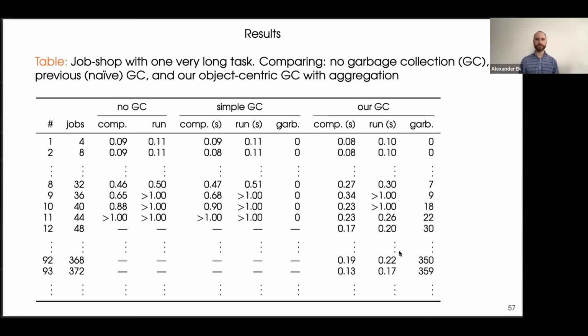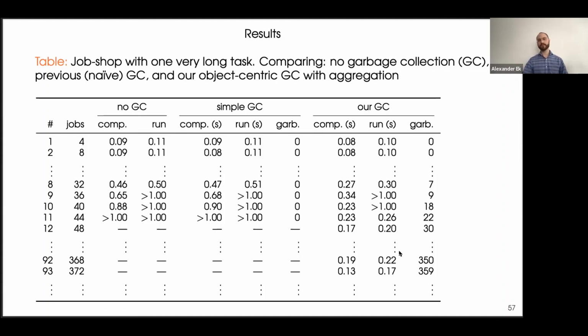So let me explain what's happening here. Let's say we're doing job shop again, but we have one extremely long task. If we have no garbage collection, as we saw before, it will clog up the system. We just have too many jobs floating around. It will take too long to compile and everything, so it will time out.